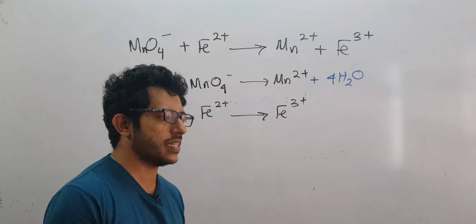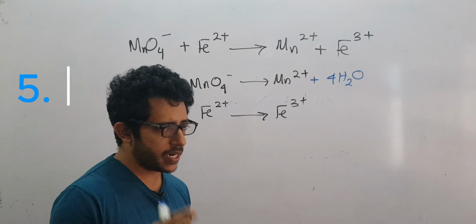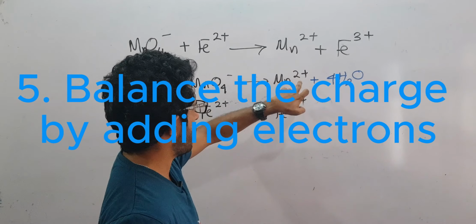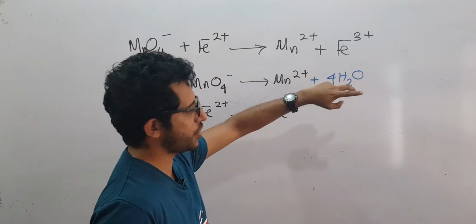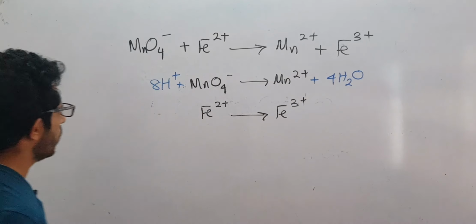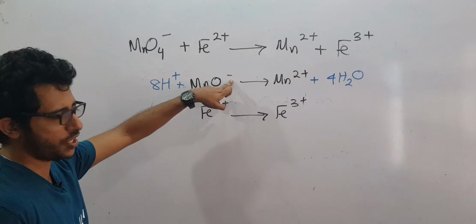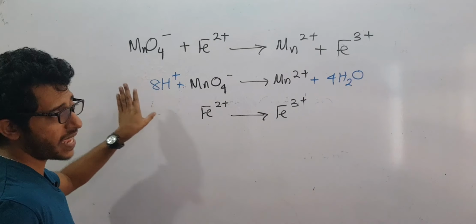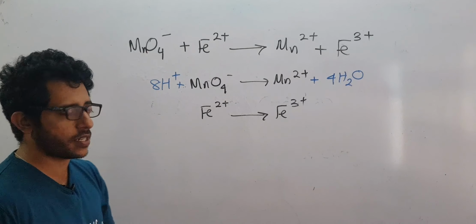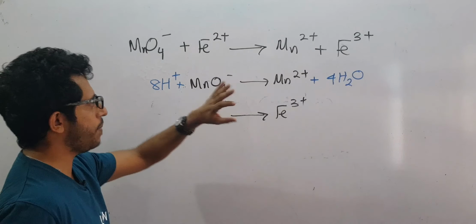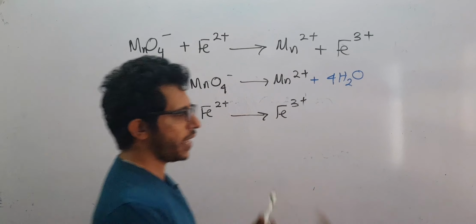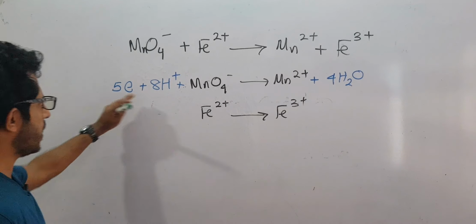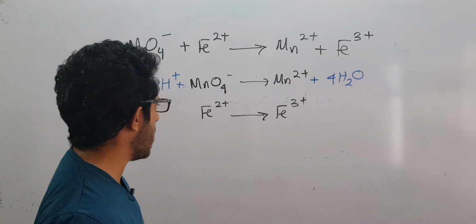Then we balance the charge by adding electrons. That is the most important thing, you have to balance it properly. On this side the overall charge is plus 2, water is neutral, so there is no charge there, and manganese is plus 2. Here MnO4 minus has 1 charge and 8 H plus, which means you have plus 8 charge. Plus 8 minus 1 is plus 7, and this side is plus 2, so there is a difference of 5, and we put 5 electrons on this side. So that top reaction is balanced.